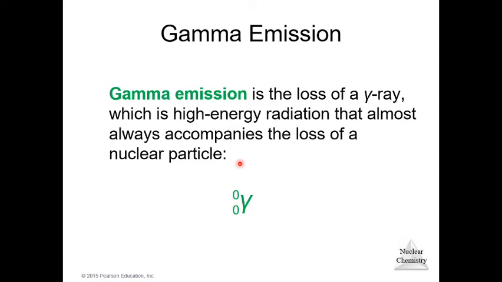You generally don't get gamma rays all by themselves. They generally accompany another particle, like an alpha particle or what have you. A gamma ray is part of the electromagnetic spectrum. It has no mass, it has no charge, hence the zeros.